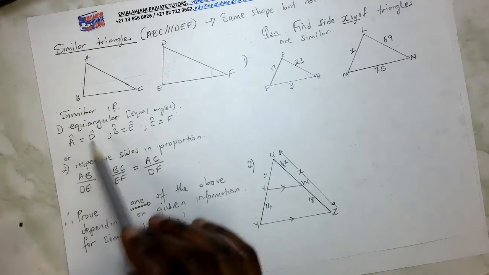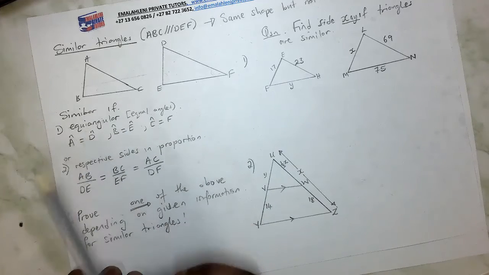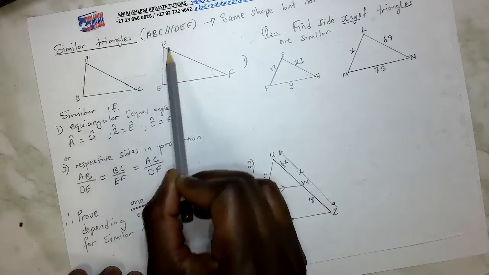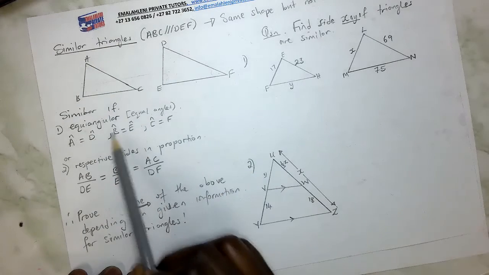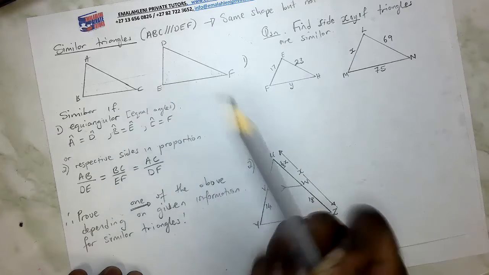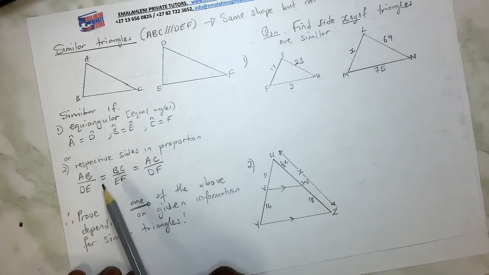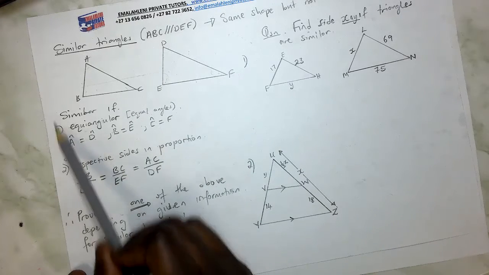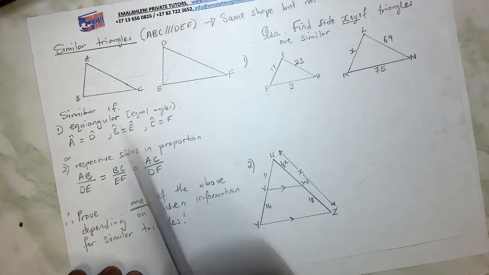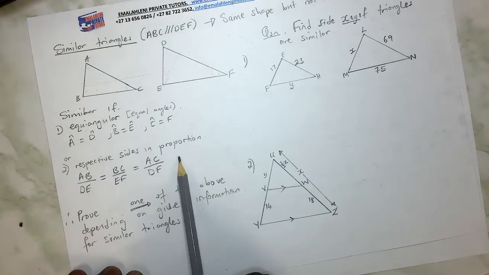So you need to prove one. The first one: if they are similar, it means that A is equal to D, which means the angles are equal, okay? B is equal to E, and also C is equal to F. So that means they are both similar. Depending on the given information, you can use this one to prove that they are similar, or you can use the sides in terms of proportion.